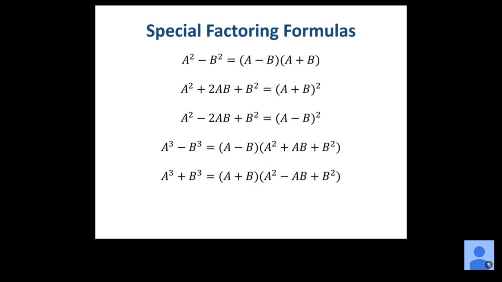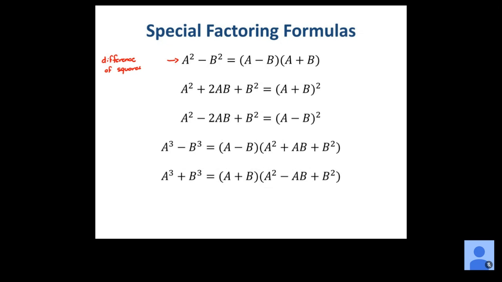All right, now some special factoring formulas. So we've looked at special products, now we're working the other way. If you have a squared minus b squared, that's going to factor into a minus b times a plus b. Again, this is what we call a difference of squares. The difference comes from the fact that it's a subtraction, and the squares is because they're both perfect squares, a squared and b squared.